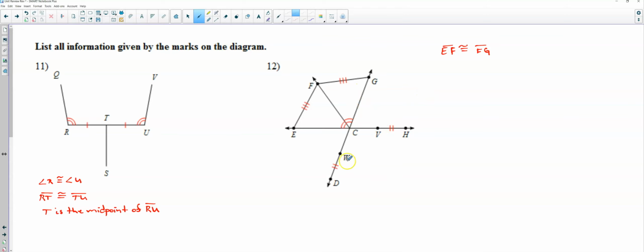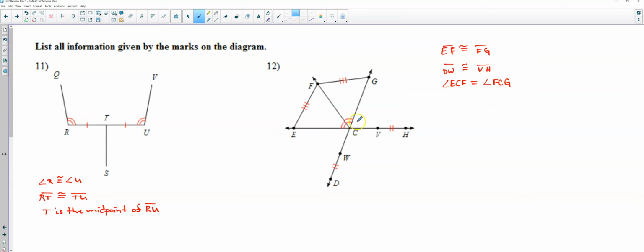Another thing I could say is that segment DW is congruent to segment VH. Another thing I could say is that angle ECF is congruent to angle FCG.